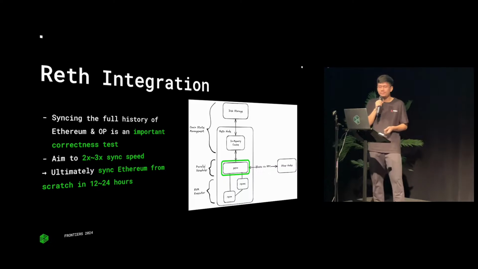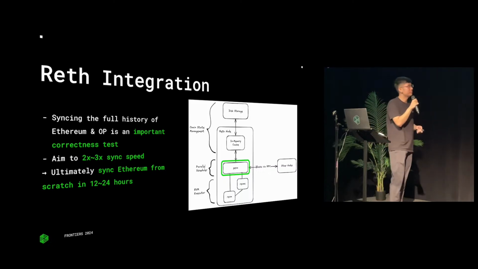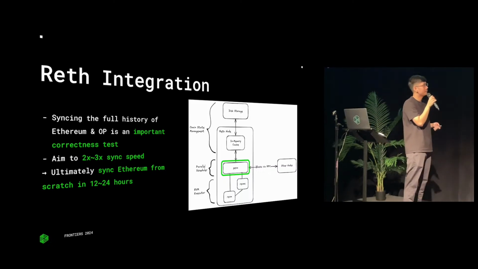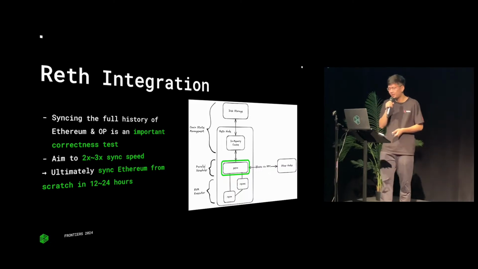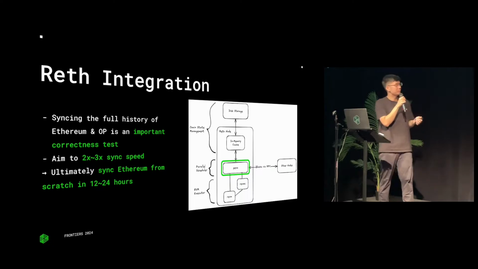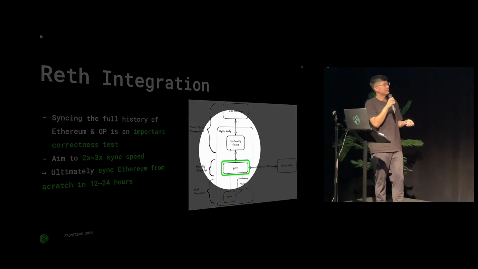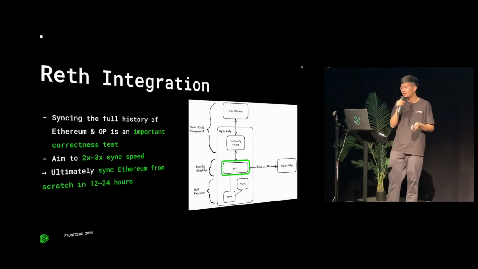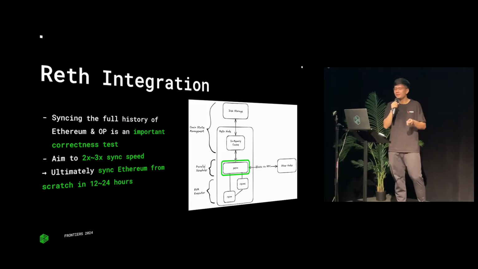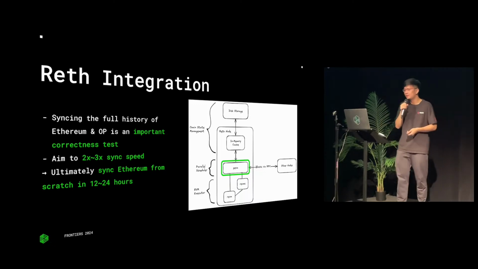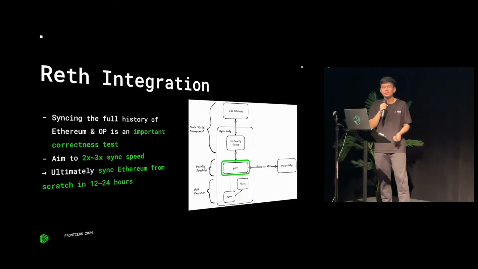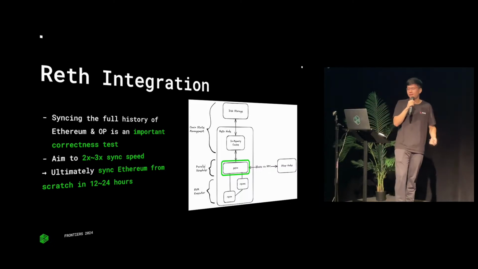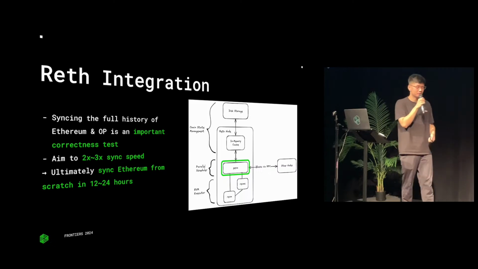But the overall aim is to at least double or triple the sync speed, so one day we can sync Ethereum from scratch in half a day or just under a day. And if we look at this graph, our current work-in-progress integration is just slightly above 300 lines of changes, because parallel EVM is essentially a very simple and clear interface. You give me a block, I give you back the state transitions and the execution result of that block.